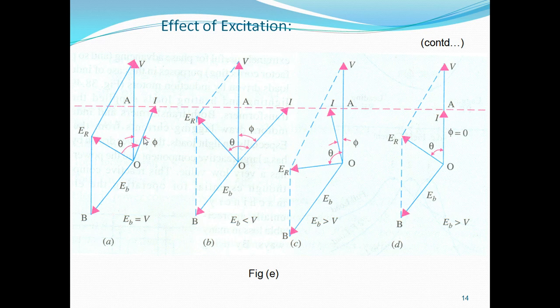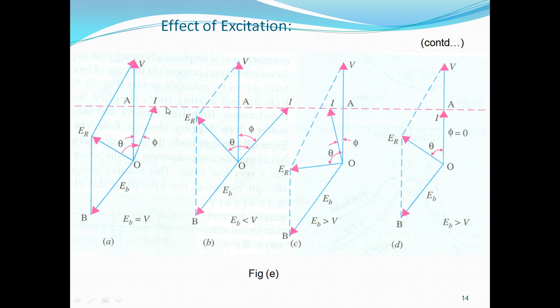So when current changes, the power factor also changes. How does it change? It changes such that the product of both current and power factor is constant. That means current increases, power factor decreases.